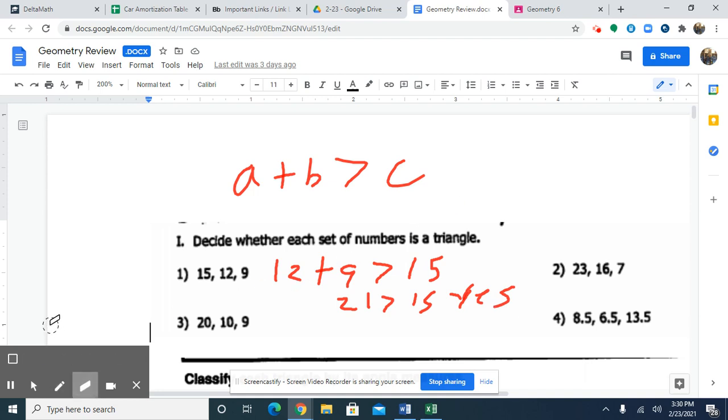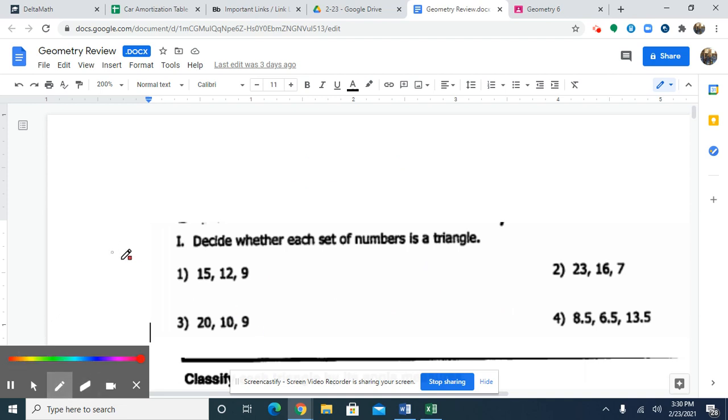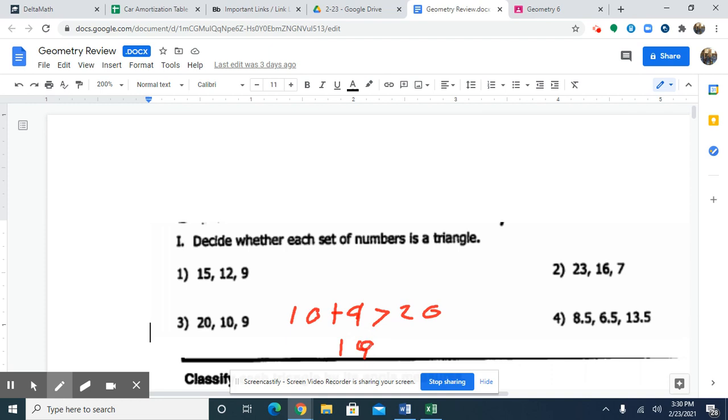On the other hand, if we look at number 3, we would see that 10 plus 9 has to be greater than 20. And in this case, 10 plus 9 gives us 19, which is not greater than 20. Therefore, no, this could not be a triangle.